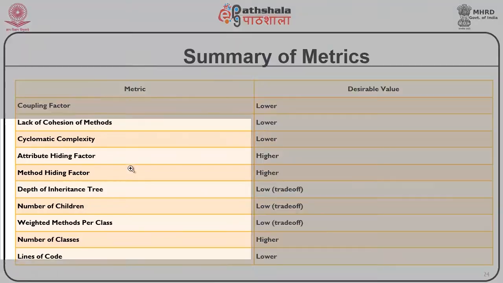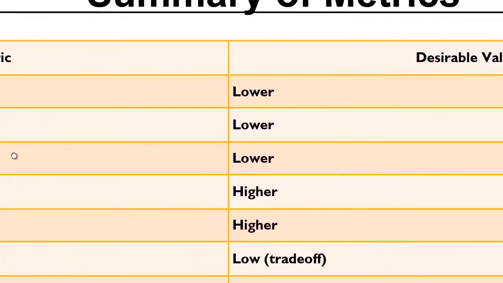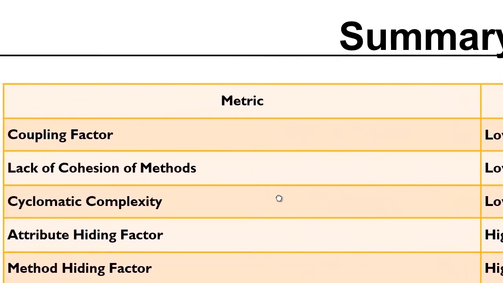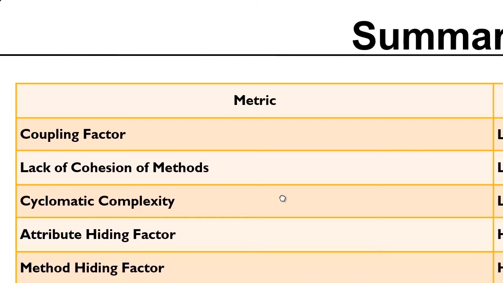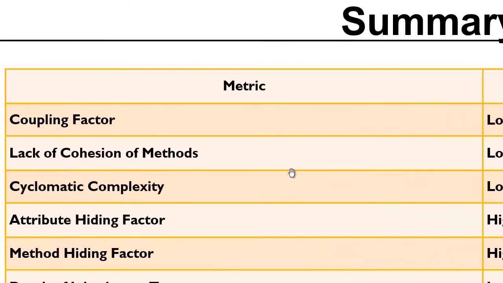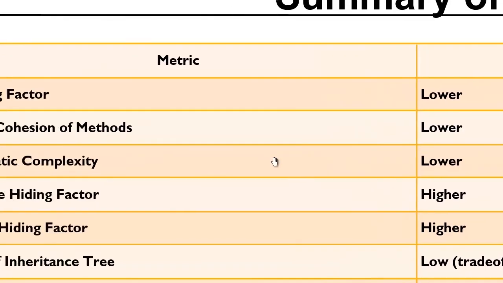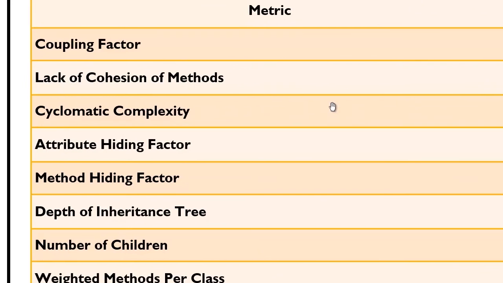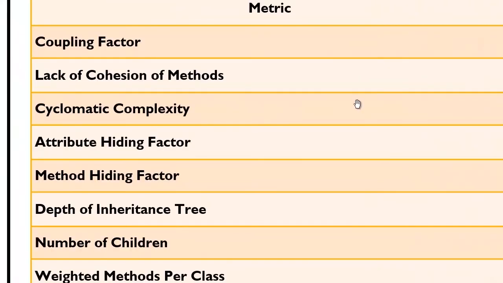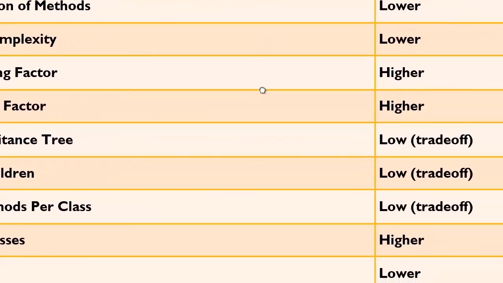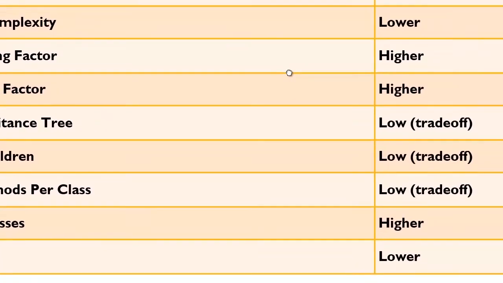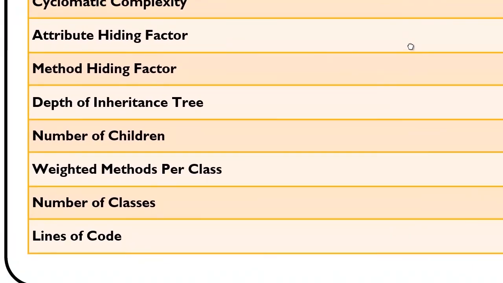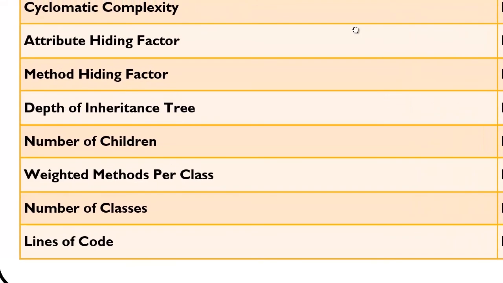Summary of metrics: metric, desirable value. Coupling factor, lower. Lack of cohesion of methods, lower. Cyclomatic complexity, lower. Attribute hiding factor, higher. Method hiding factor, higher. Depth of inheritance tree, low. Number of children, low. Weighted methods per class, low. Number of classes, higher. Lines of code, lower.